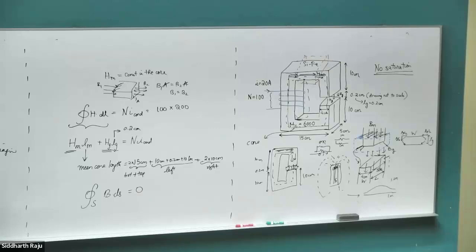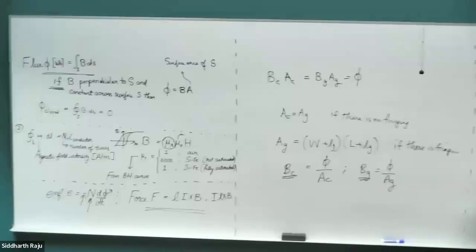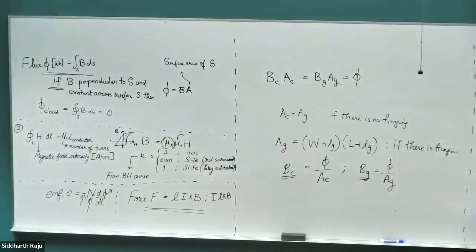Yep. AC and AG are the same. We can use the same or we can have it separate just to make sure that we are including the fringing case as well. But the four variables that I'm talking about are BC, BG, HM, and HG. Right, so the four variables are this BC, BG, HM, and HG. But we have two equations. Is it still solvable? Yep, Thomas.